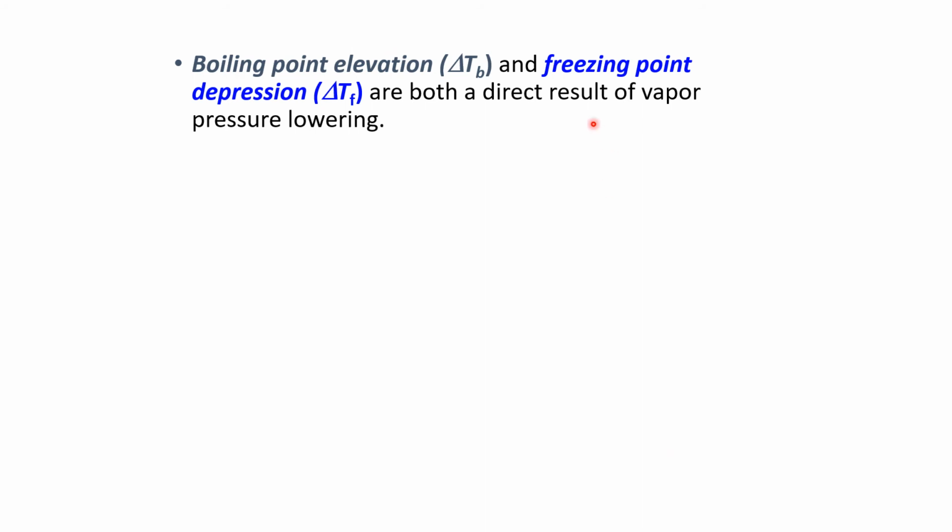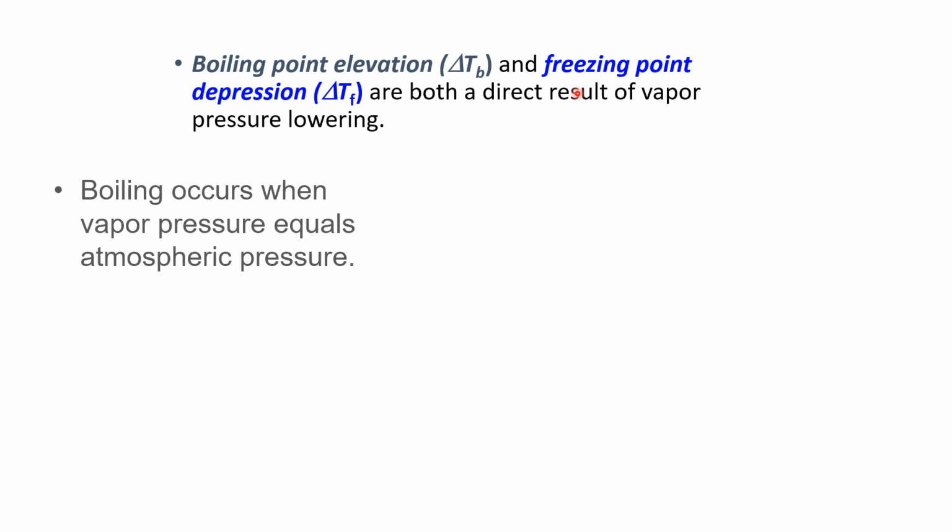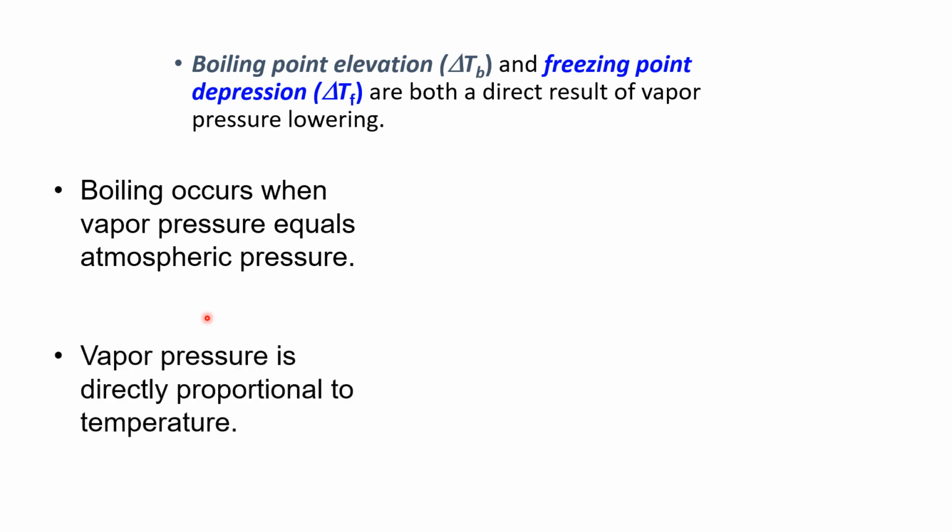So boiling point elevation and freezing point depression are both a direct result of that vapor pressure lowering. When boiling occurs, the vapor pressure is equal to the atmosphere. That's when you get all those bubbles, because suddenly all the water molecules can reach atmospheric vapor pressure. And the amount of vapor pressure is directly proportional to temperature.